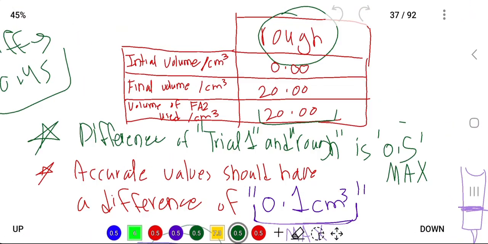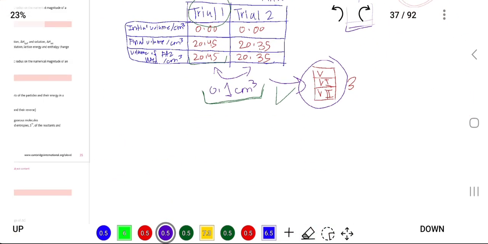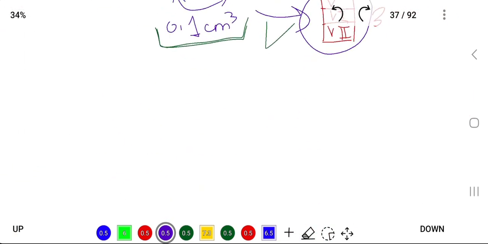So that's why difference really matters, to show Cambridge that you have an idea of what you're doing and that your experiments and values are accurate. And then furthermore in the question, they will be asking you to find the average. You should know it by now. It will be part B of the question.